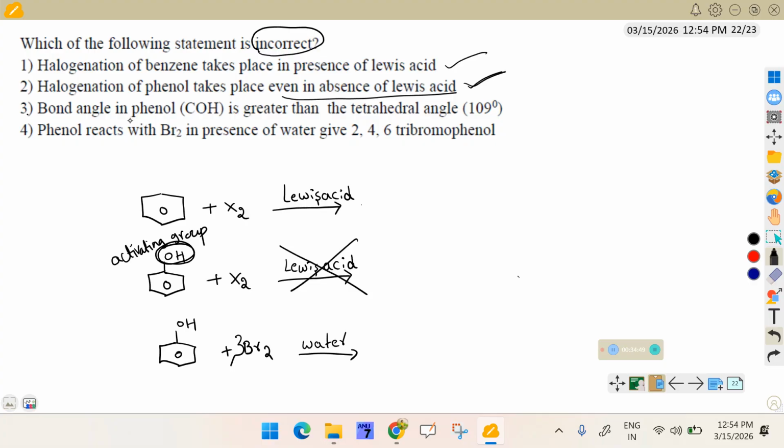Bond angle in phenol is greater than the tetrahedral angle 109 degrees. Wrong. Bond angle in phenol is smaller than the tetrahedral angle. Phenol reacts with bromine in the presence of water, gives 2,4,6-tribromophenol. Yes, this is also correct. Here the question asks for the incorrect statement. Bond angle in phenol is greater than the tetrahedral angle. That is incorrect.